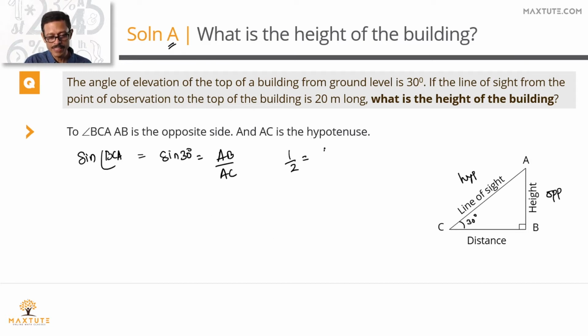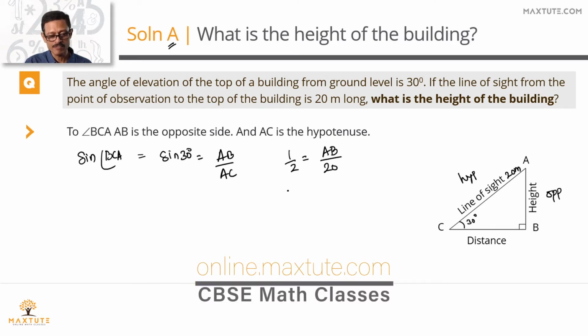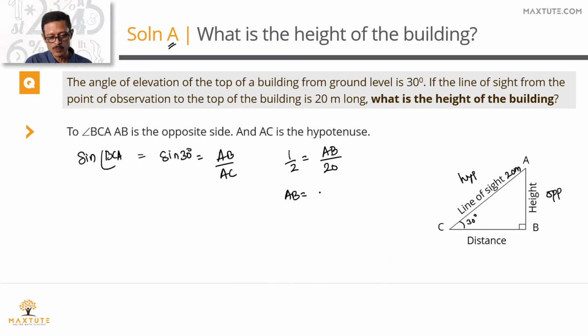This is equal to AB, which is what we are trying to find out, divided by AC, which is the line of sight. The question mentions that to be equal to 20 meters. So AB by 20. Cross multiply, we'll get the value of AB. AB equals 20 by 2, which is equal to 10 meters. So the height of this building equals 10 meters. Part 1 is done. Quickly summarize this bit of discussion in a printed form and then move on to the second part of the question.